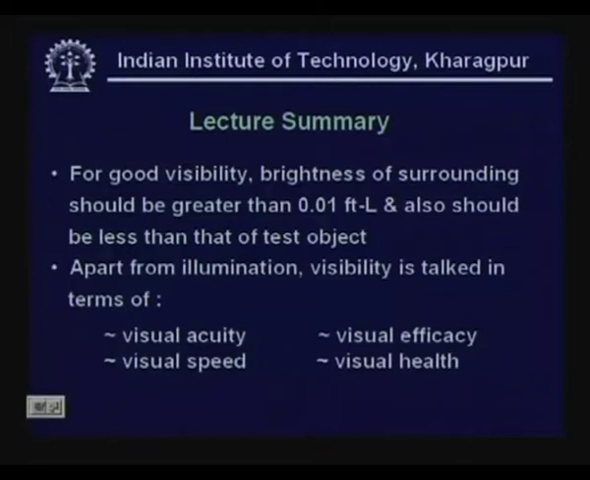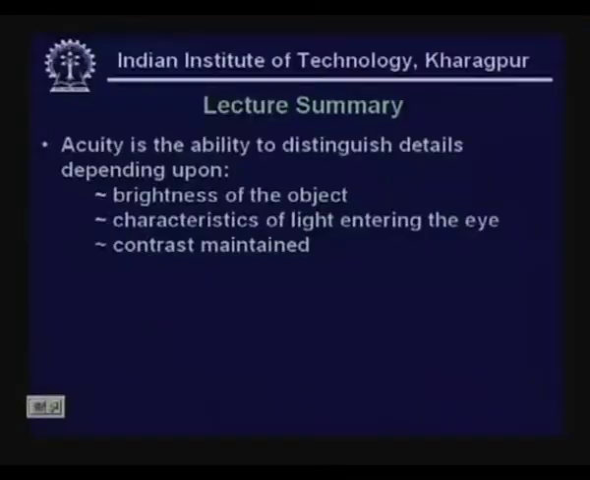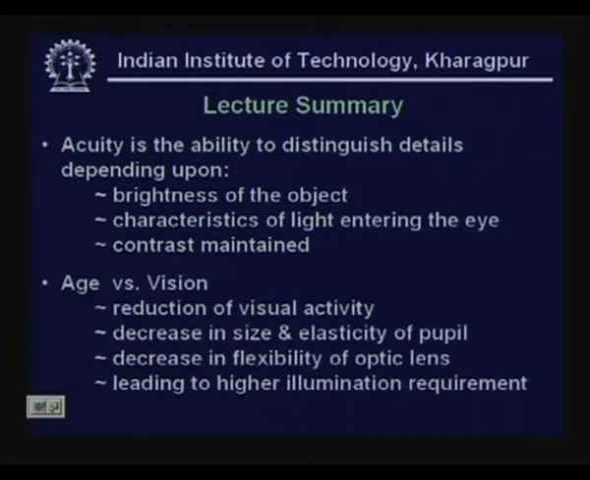Apart from illumination, the vision or the visibility of the human eye is talked about in terms of visual acuity, visual efficacy, speed and health. Health basically talks about the errors that are possible and fatigue that sets in. Acuity is what? Acuity is the ability to distinguish details depending on the brightness of the object, characteristics of the light entering the eye and contrast maintained.